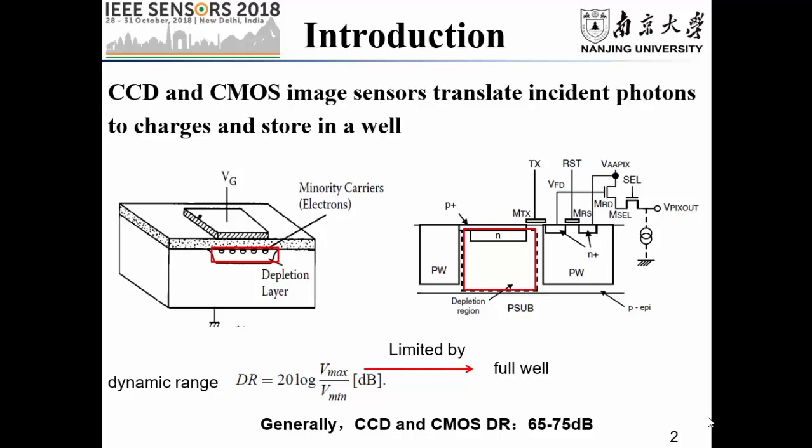The dynamic range of CCD and CMOS is equal to 20 log V maximum divided by V minimum. However, the V maximum is limited by the full well. So generally, CCD and CMOS dynamic range is about 65 to 75 dB.